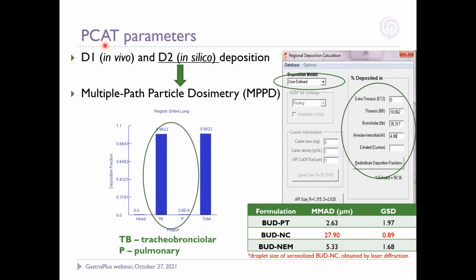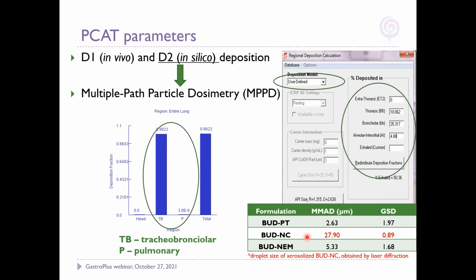Two types of deposition data were tested as inputs in the PCAT model. First, the values obtained from the in vivo study, marked in this presentation as D1, and in silico predicted values, marked as D2, based on in vitro aerodynamic particle size data presented in this table.